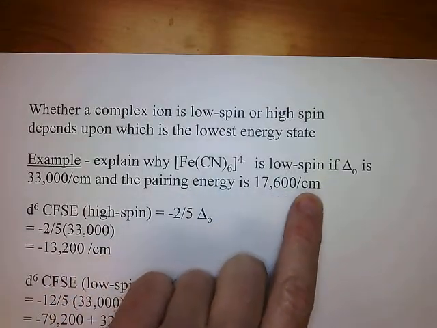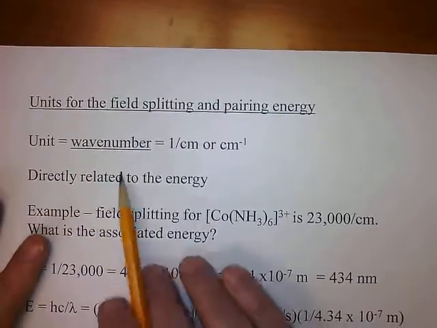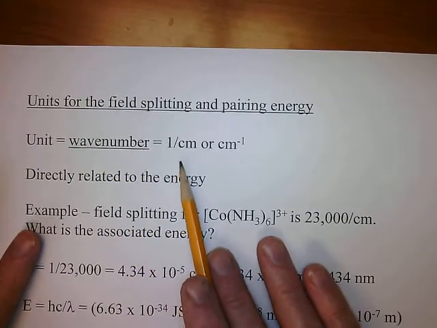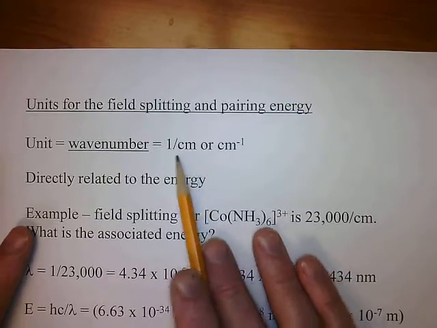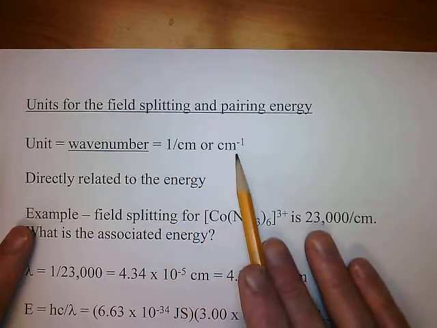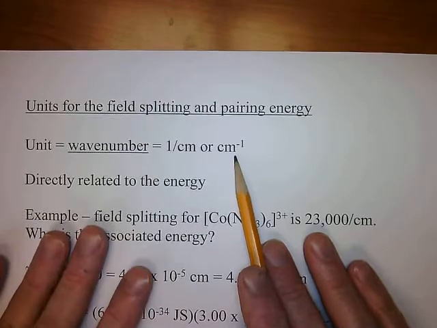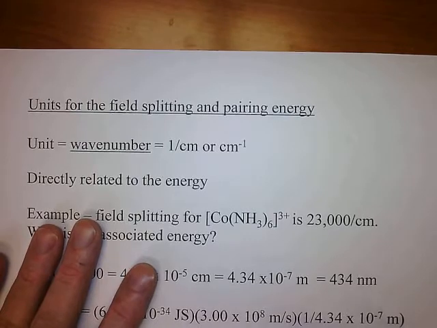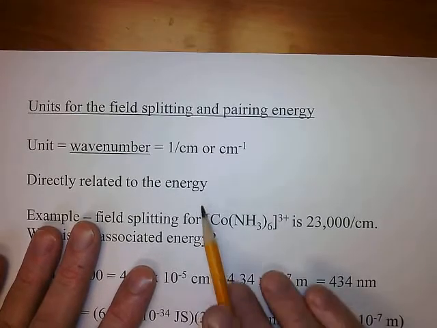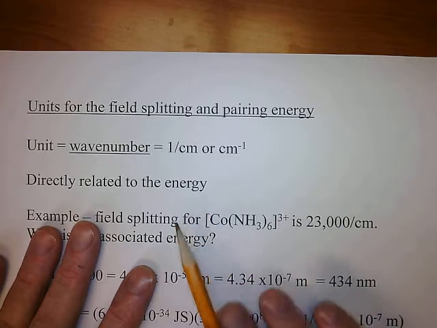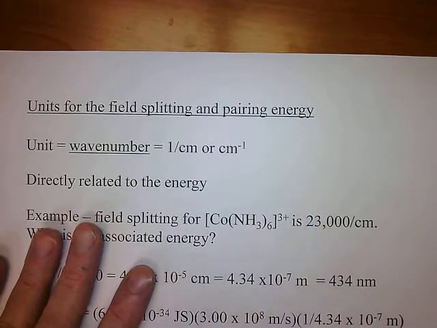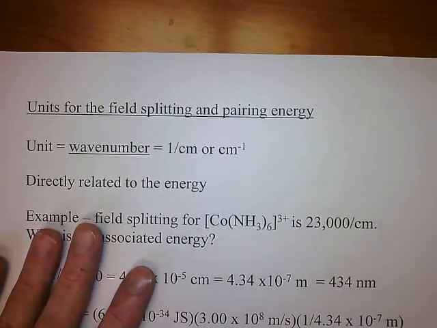1 over centimeters, which is the same thing as centimeters to the minus 1 power? Okay, that's a wave number. It's basically 1 over the wavelength in units of centimeters. So 1 over centimeters, or centimeters to the minus 1 power. This has the benefit that it's directly related to the energy. You see, energy is inversely related to wavelength, but if we take 1 over the wavelength, then we have a unit that's directly related to the energy.